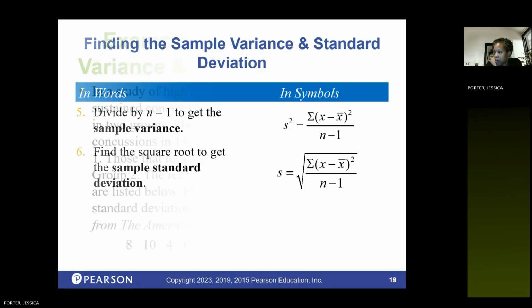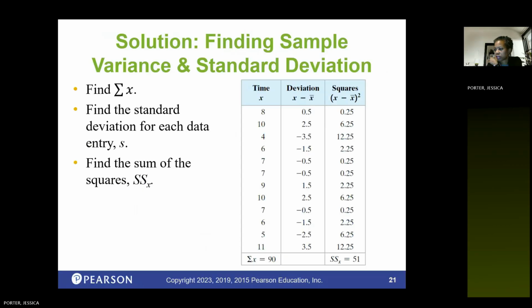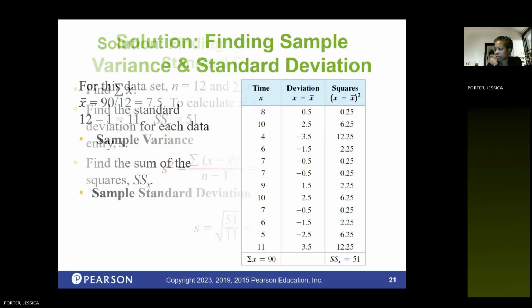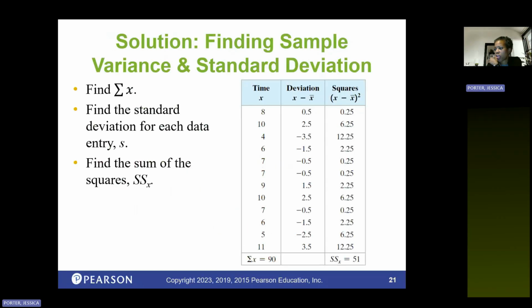Now, let's try it. What is the situation here? In a study of high school football players who sustained concussions, researchers placed the players in two groups. Players that recovered from their concussions in 14 days or less were placed in group 1. Those that took more than 14 days were placed in group 2. The recovery time in days for group 1 are listed below. Find the sample variance and standard deviation of the recovery times. Okay. How do you do this? This is a sample.